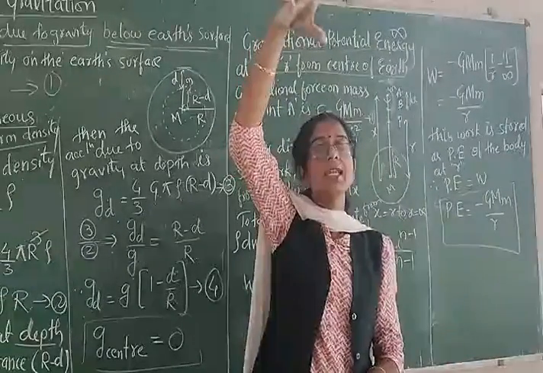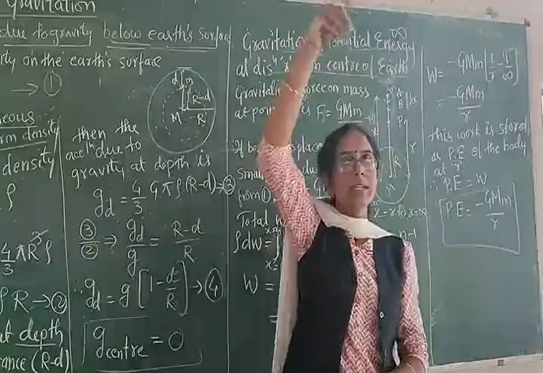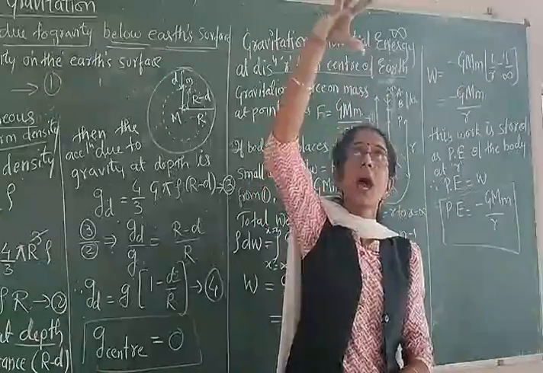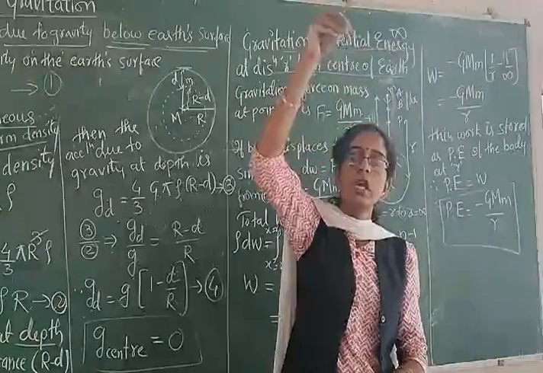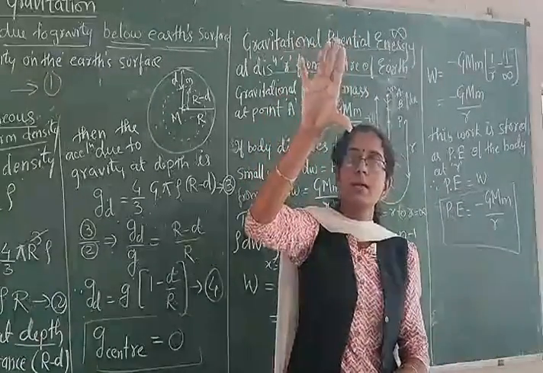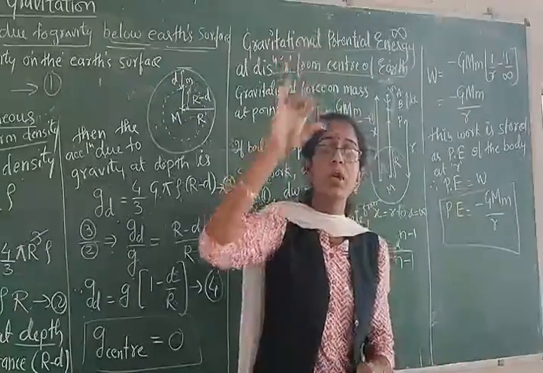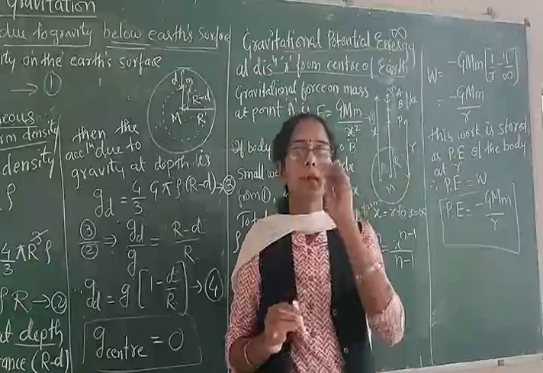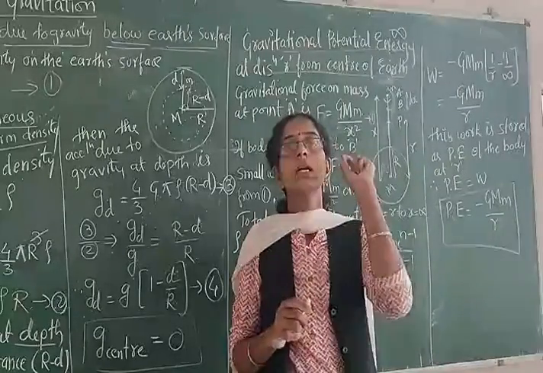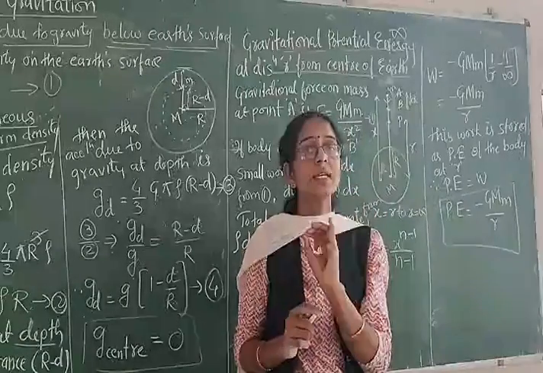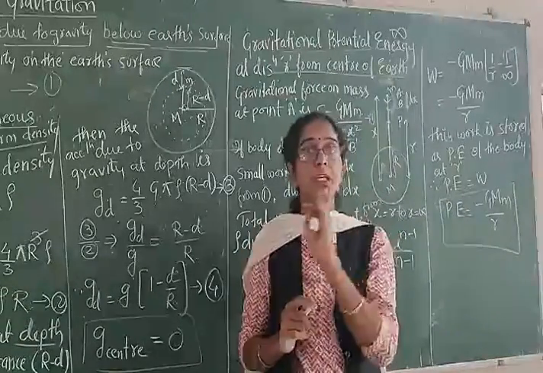So when the object is left, it will move down and this potential energy will slowly get converted into kinetic energy, and due to that the object will get displaced by a certain distance. Okay, so if you want to find out how much is the change in the potential energy, that can be calculated by finding out the value for work done. Work done is nothing but force into displacement.